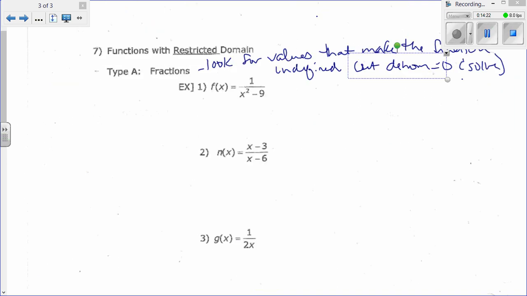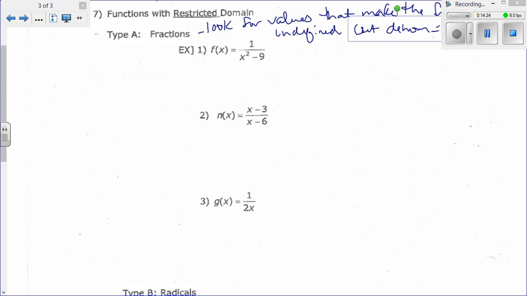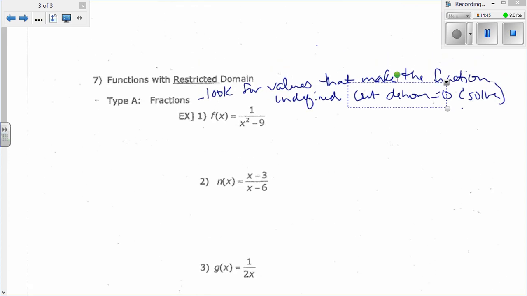The last 2 parts here, type A and type B, are functions with a restricted domain. That means I'm putting restrictions on my domain, and I'm not going to ask you to find a range of these functions. So this is strictly just domain. Whenever you have a fraction, look for values that make the fraction undefined. So you're going to set your denominator equal to 0 and solve.